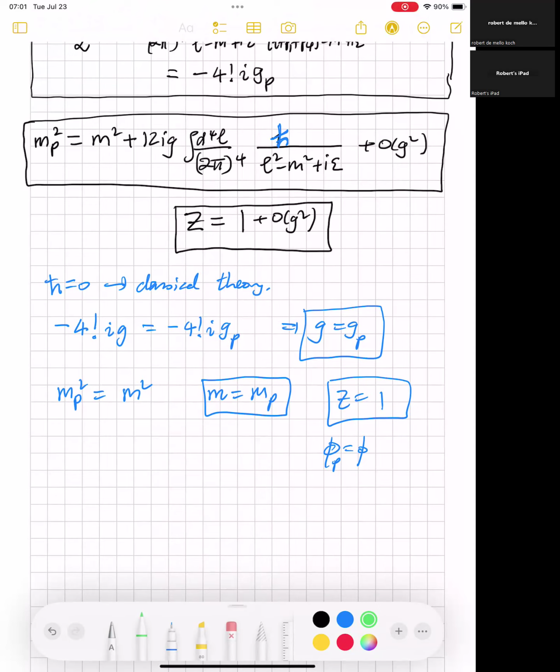So I hope that gives you maybe a little bit more insight into what the matching conditions are doing. Great. Let's now move on to the next chapter and actually learn how to evaluate Feynman diagrams.